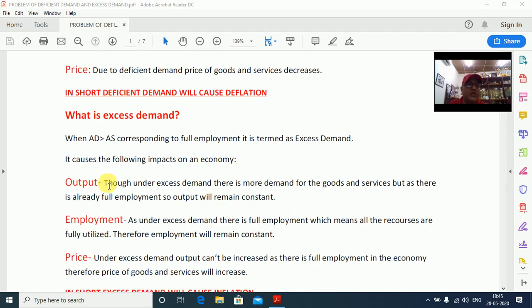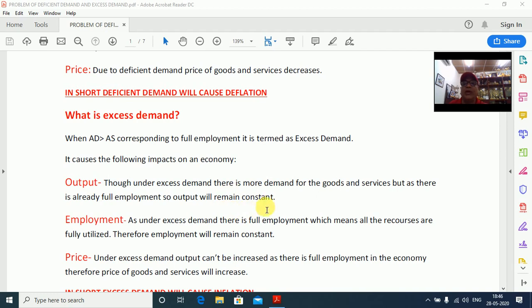Now what happens to output, employment and price? If there is excess demand, more demand for goods and services, naturally output will increase, the firms will increase the output. But the problem is this excess demand arises beyond full employment. It means already there is full employment in the economy. So you don't have resources. When you don't have resources, you cannot increase the output. So what will happen in case of excess demand? Your output is going to remain constant.